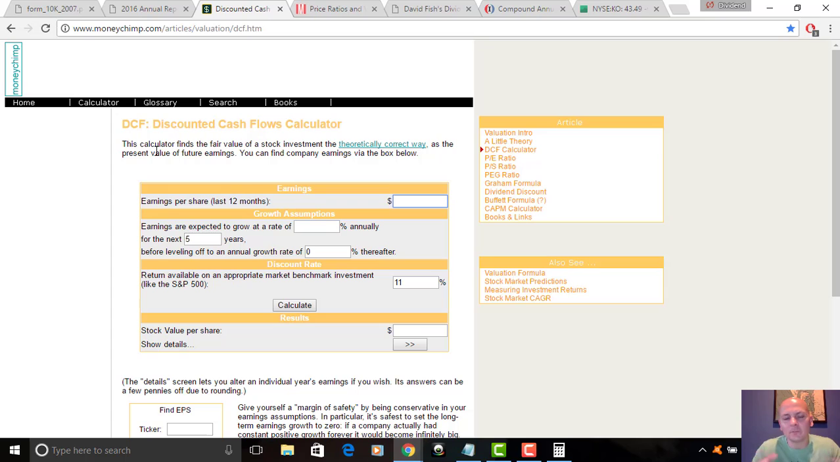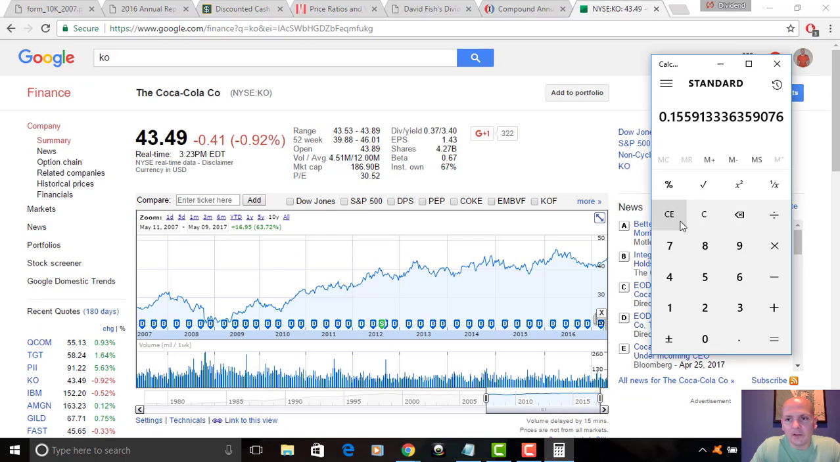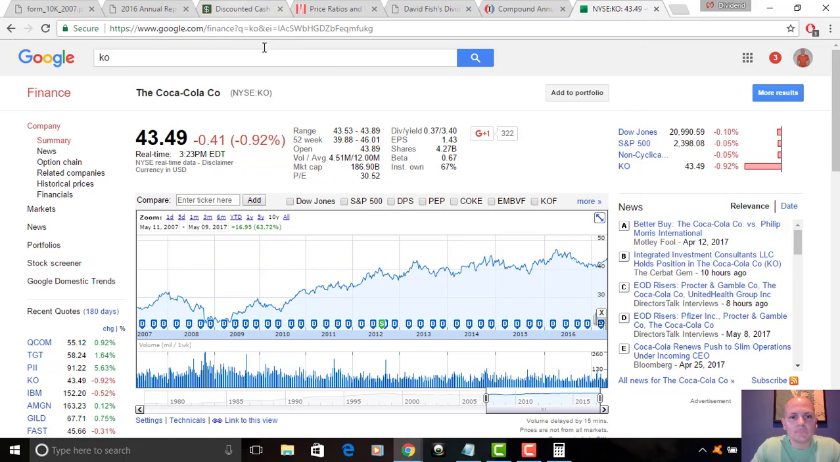I have a custom spreadsheet that I use, but this Money Chimp DCF calculator, which you just substitute dividends for the DCF, is basically the same thing as my spreadsheet. You'll come up with the same exact numbers. You're basically just using the next year of dividends. So Coke pays a 37-cent quarterly dividend, which you get right here, $1.48 a year.